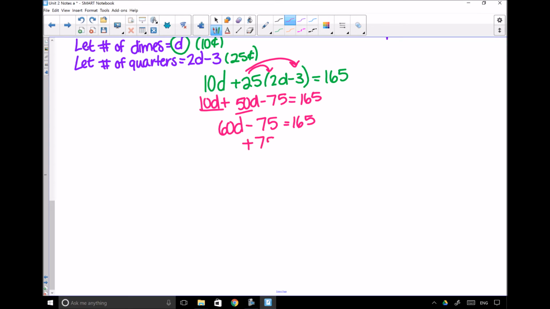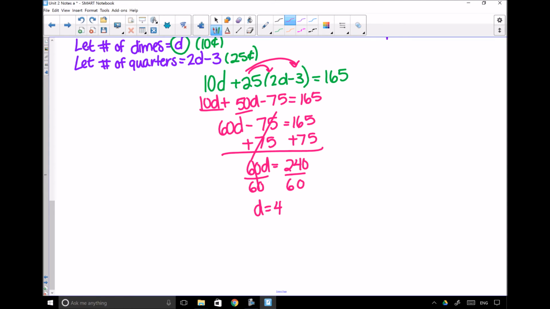Add 75 to both sides. These minus 75s cancel out, so I get 60D equals 240. Divide both sides by 60, therefore D is equal to 4.